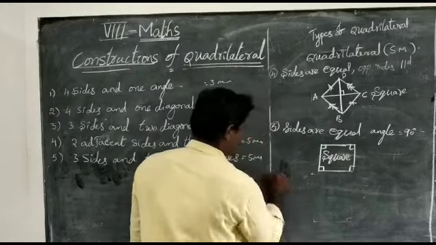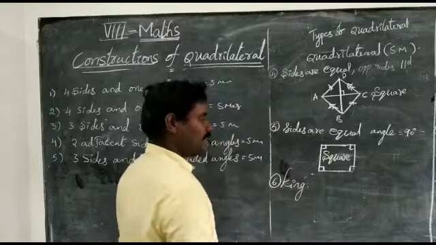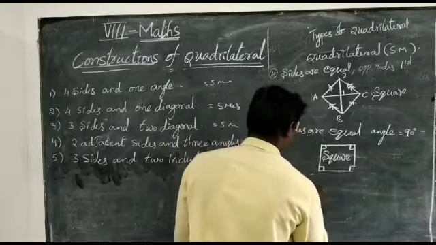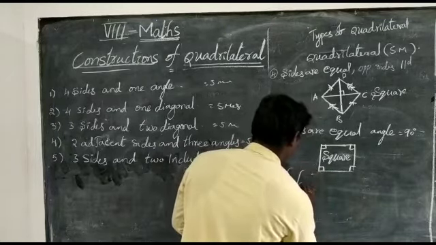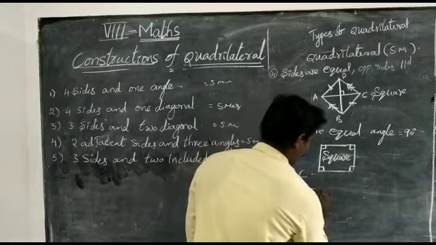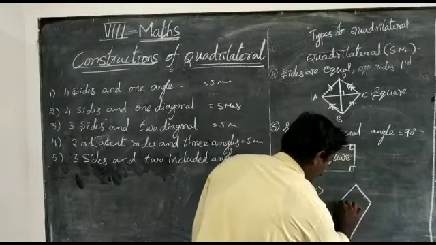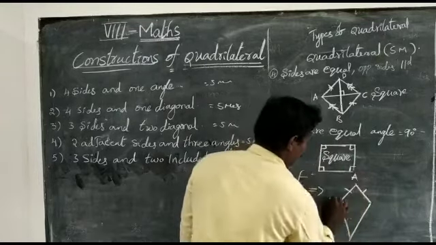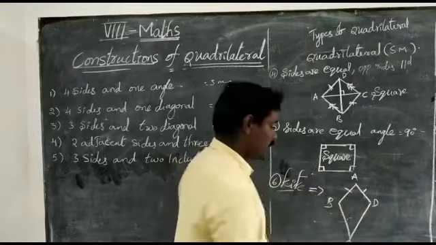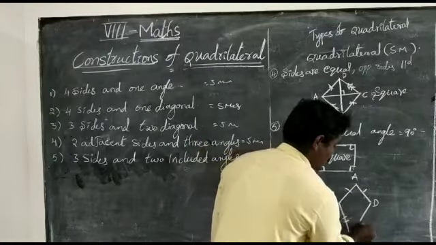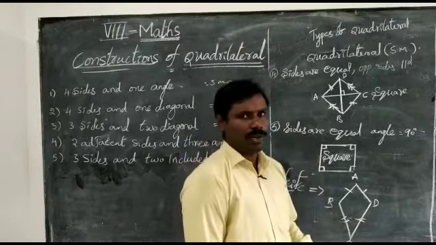Now the last type is called kite. Adjacent sides are equal. That means like this. Here if you take ABCD as a kite, AB is equal to AD and BC is equal to CD, then ABCD is a kite. These are the types of the quadrilateral.